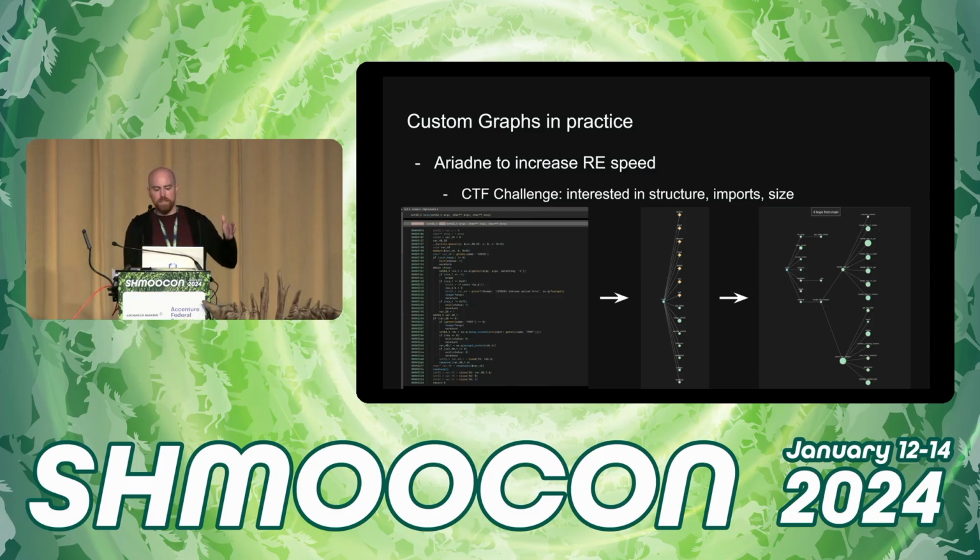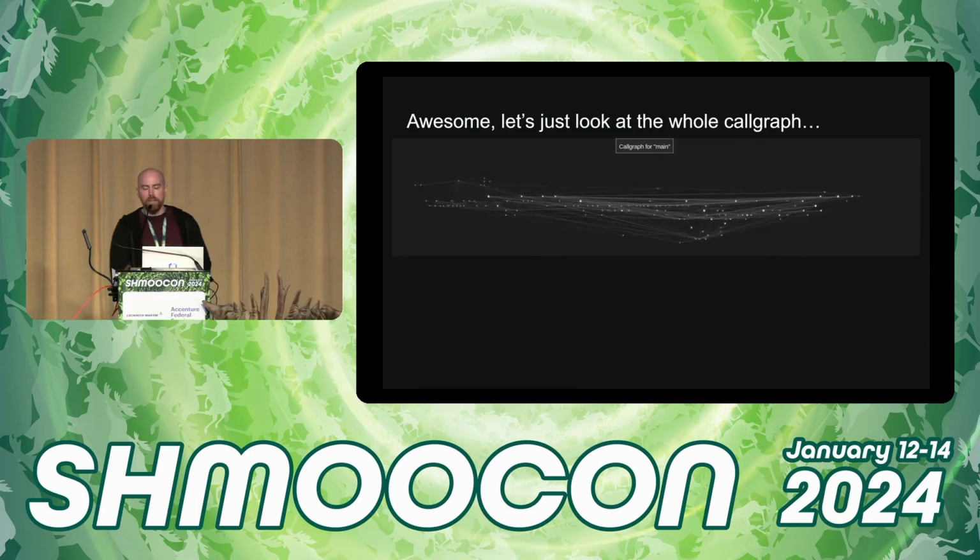And so you can see on the left, this is like the normal decompilation view, and then if you were to graph out what you can see from that one view, you get that middle picture, and then on the right is kind of like what I actually wanted to see, which is the quick overview of this tiny binary. Now, if you're like me, your first thought is, well, I'll just graph the whole thing, especially if it's small.